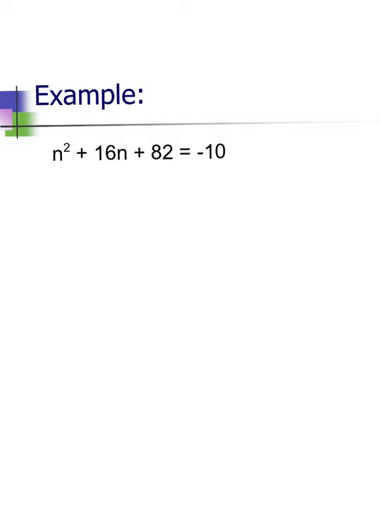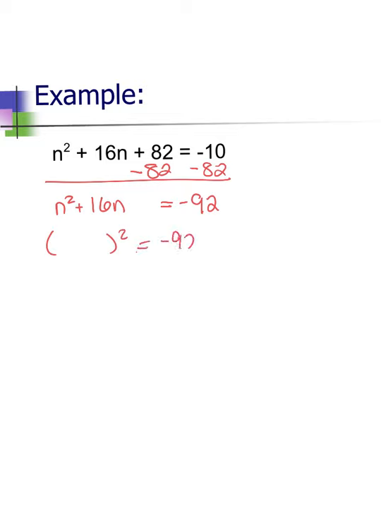If we look at the first example, we want letters on the left and numbers on the right. So the first thing I'm going to do is subtract 82 from both sides. Now I have n squared plus 16n equals negative 92. The second thing I'm going to do is write squared equals negative 92 plus blank. I'm going to put an n here because we're working with an n instead of an x. Now I'm going to take the number in front of the n term, or the x term, and cut that in half. Half of 16 is 8. Now I'm going to take this number, square it, and put it here.